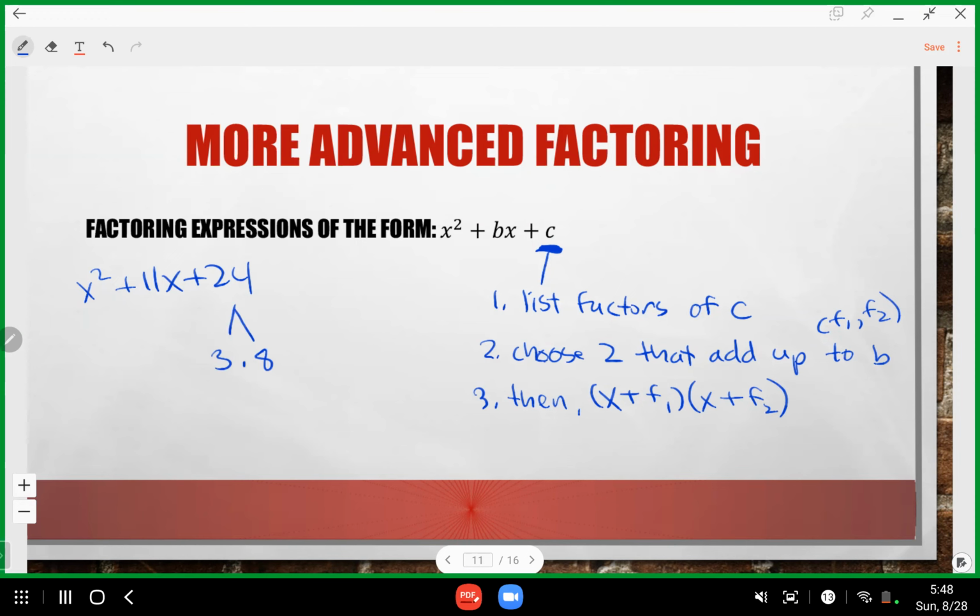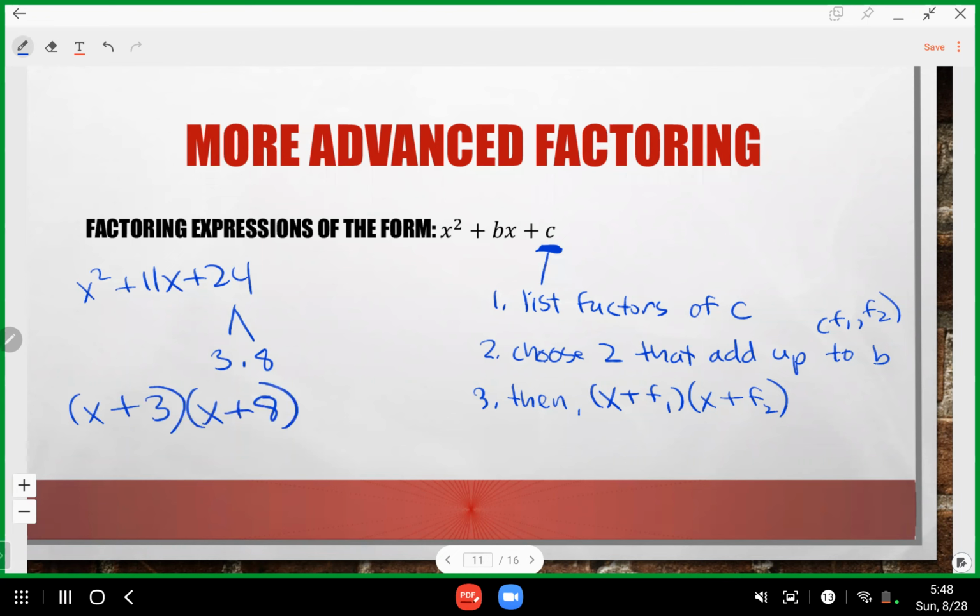Very good, Kaylee. Let's say you choose 2 and 12. They also multiply to 24, except when you add them up, they equal 14, which doesn't work out. So 3 and 8 is the correct answer. So how should we factor this? After we get our two factors, it should be x plus f1 times x plus f2. So this should be x plus 3, x plus 8.